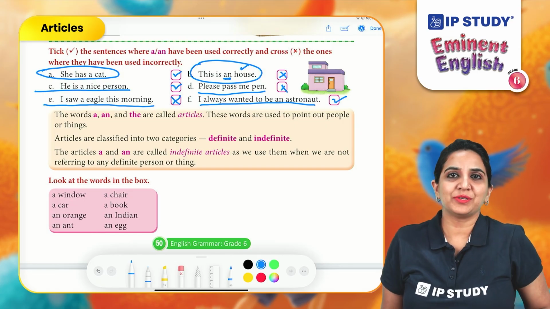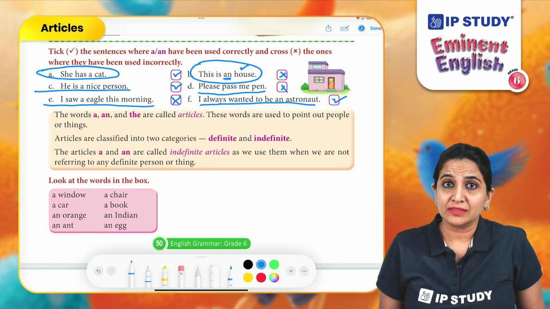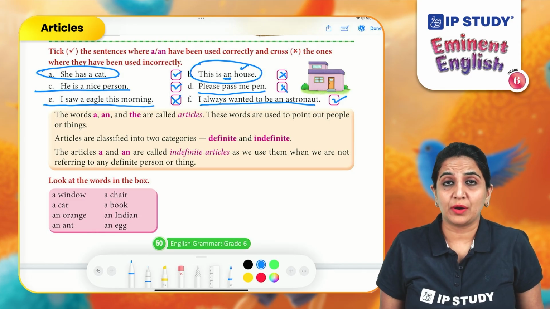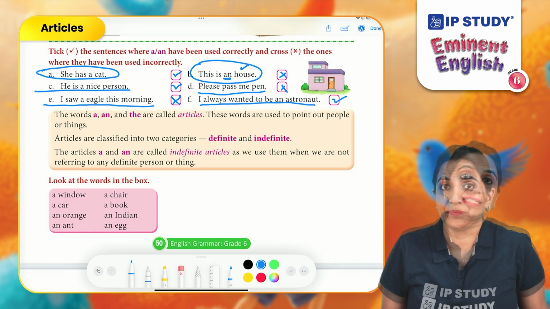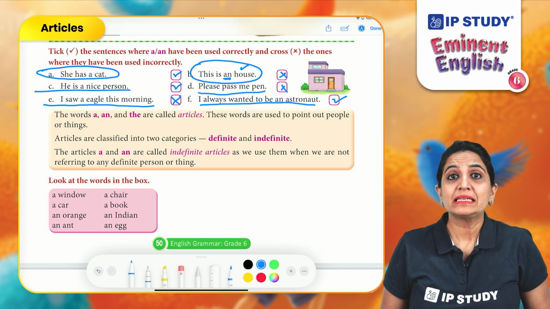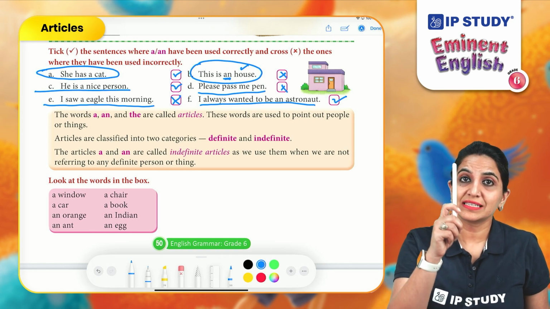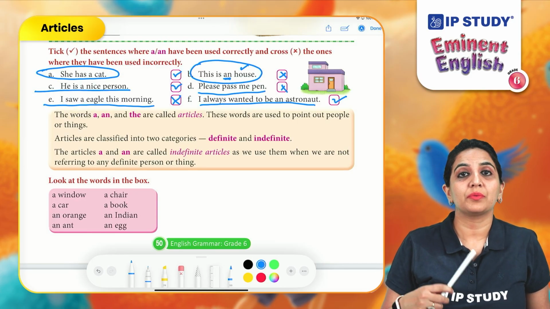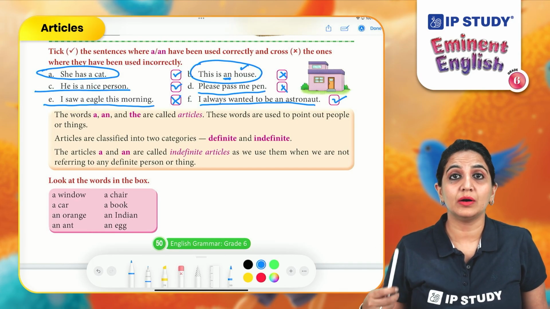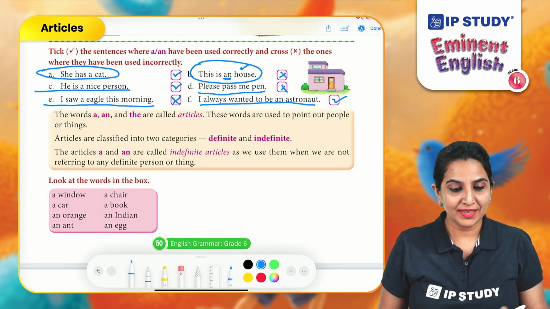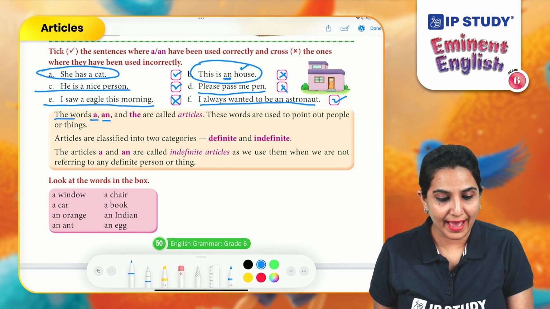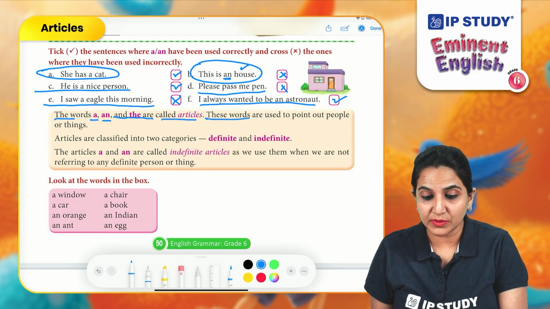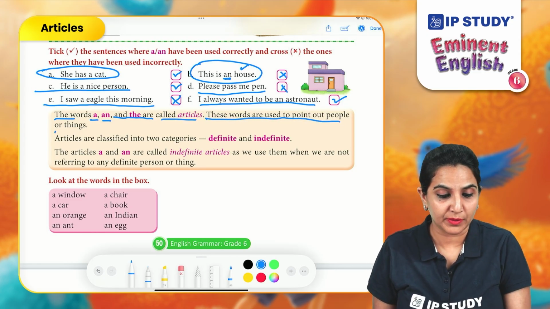So it was clear to us that we use articles a and an to point out something which is not specific. Article a was used with singular nouns, and article an was used with singular nouns starting with a vowel sound. The words a, an, and the are called articles. These words are used to point out people or things.